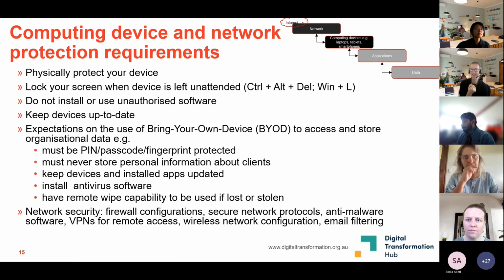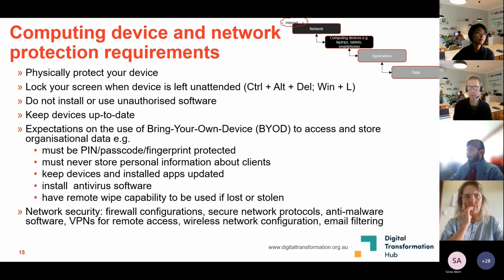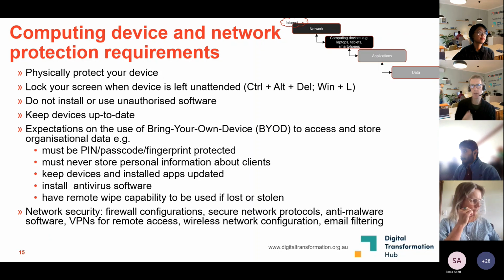The things that we think are really important from a device and network protection perspective: physically protect your device, and ensure your staff know how to lock it when it's left unattended. Don't install or use unauthorized software. Keep devices up to date. That's the one organizations need to focus on, not only for personal computing devices but also for network devices, to make sure you've closed out those vulnerabilities, as you saw, a 25% increase over the last 12 months. That's why patching is so important, and making sure you set those expectations appropriately on bring your own devices.